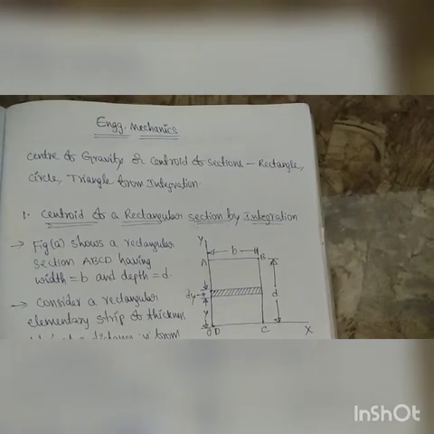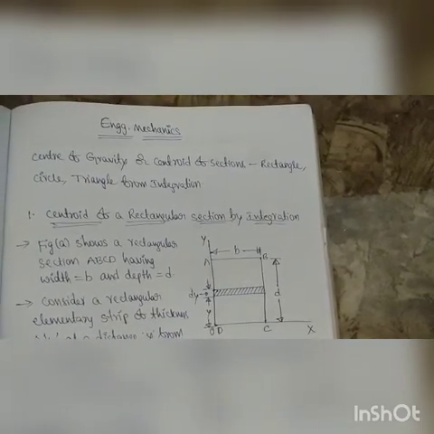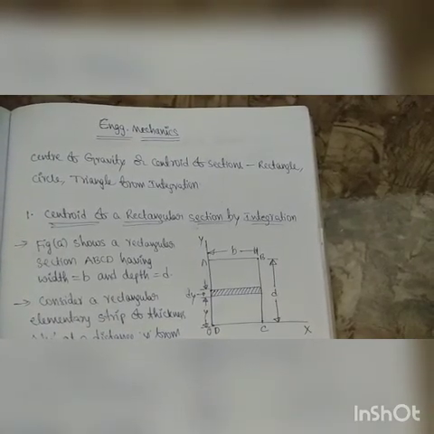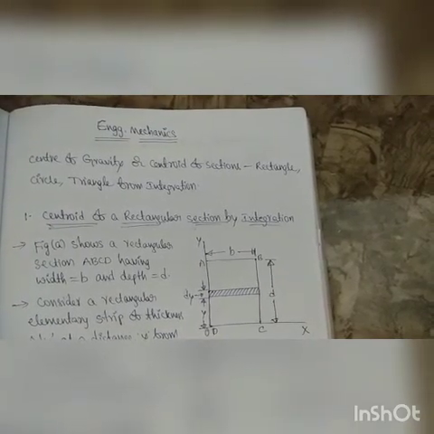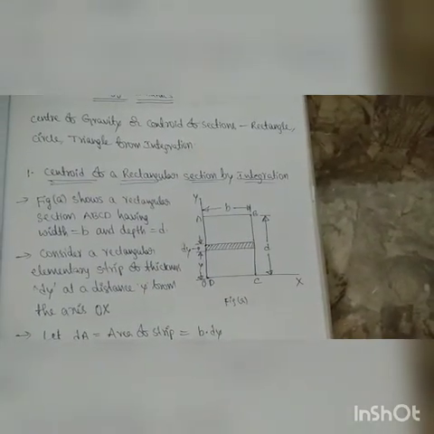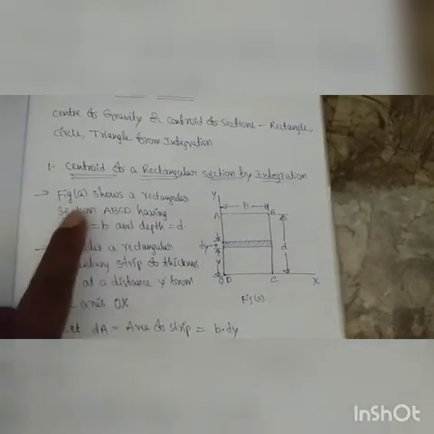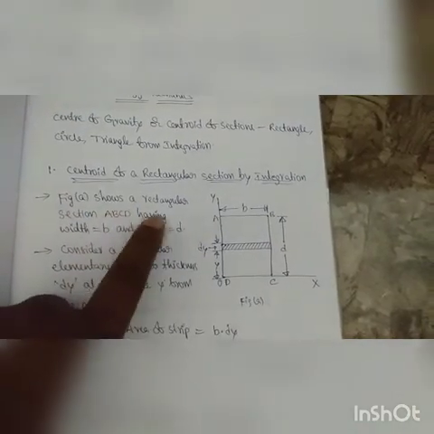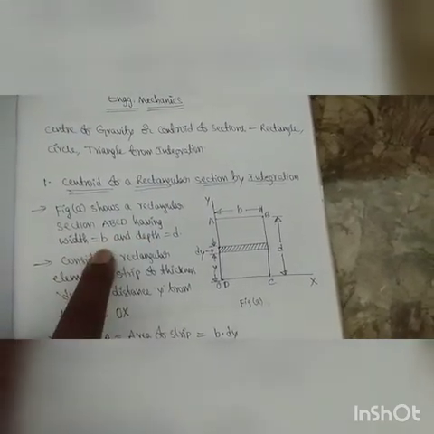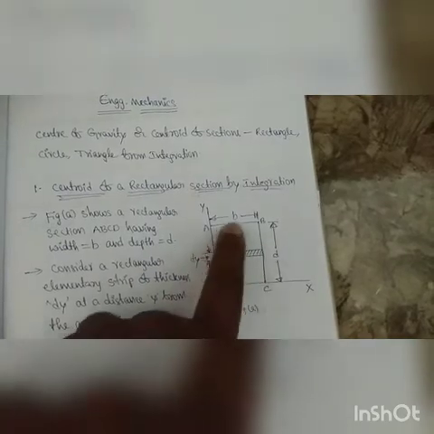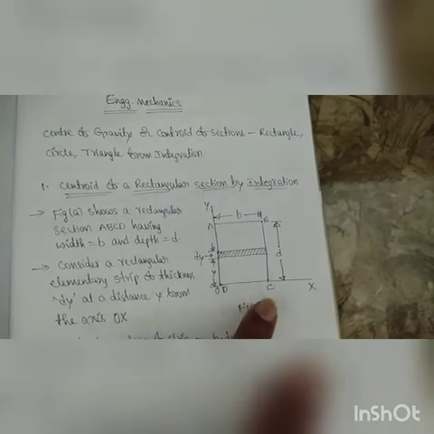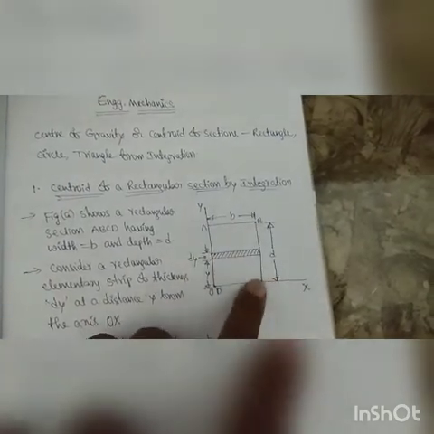Today in this session we are going to learn about the centroid of a rectangular section by the integration method. Let us observe the diagram. The diagram shows a rectangular section ABCD having width B and depth D. We are taking an XY plane, and in the XY plane we are taking a rectangle.